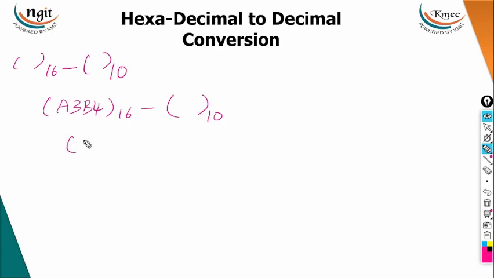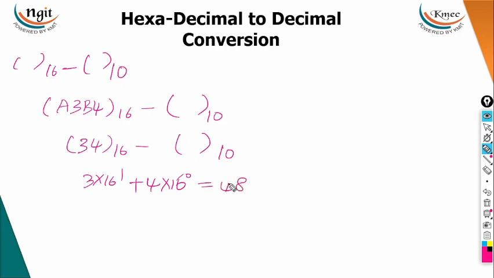If I'm taking one more simple number, 34 to the base 16 to be converted to base 10. So 4 into 16 power 0 plus 3 into 16 power 1. So what I am going to get: 3 sixteens are 48 plus 4. So I am going to get 52 to the base 10. So this is how simply you can get your value.